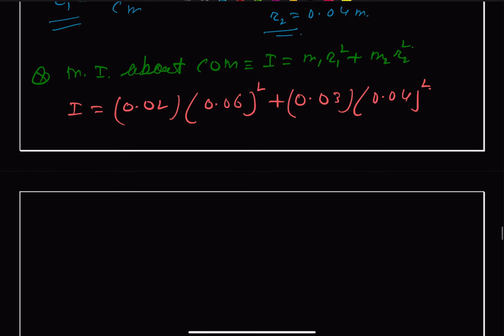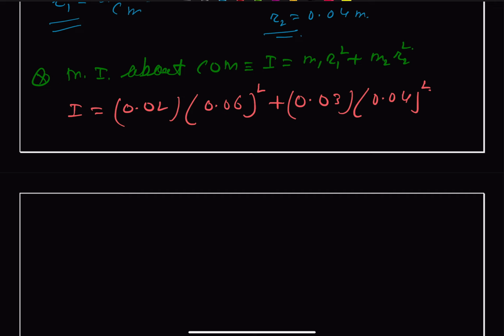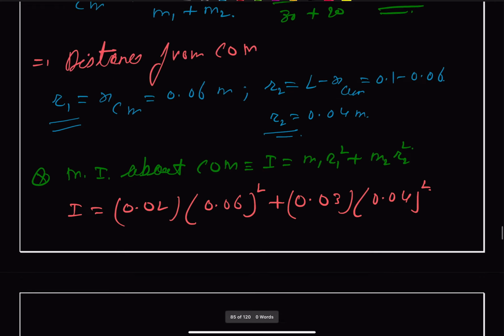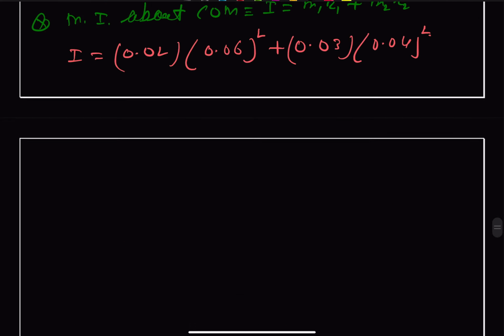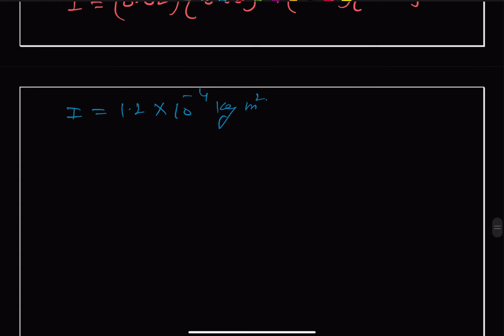So this, one second. So we get that our I, moment of inertia about the center of mass, will be coming as 1.2 into 10 to the power minus 4 kg meter square. Now we can just find out our angular frequency.